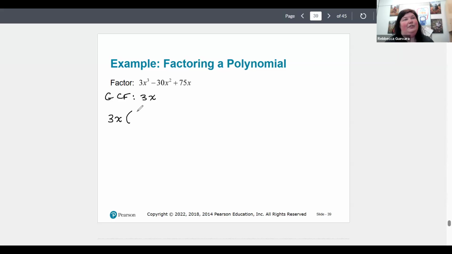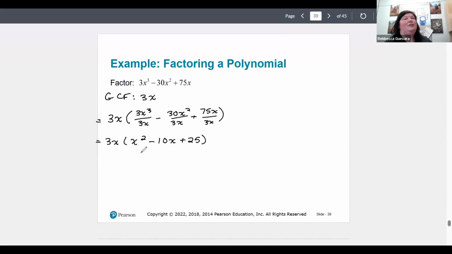So if I factor that out first, the first step is we just want to get rid of that greatest common factor if we can, because we're trying to factor completely. So if I do that, I'm just going to be left with 3x cubed divided by 3x, which is x squared. 30x squared divided by 3x is minus 10x. And 75x divided by 3x is going to be 25. So we have a trinomial.